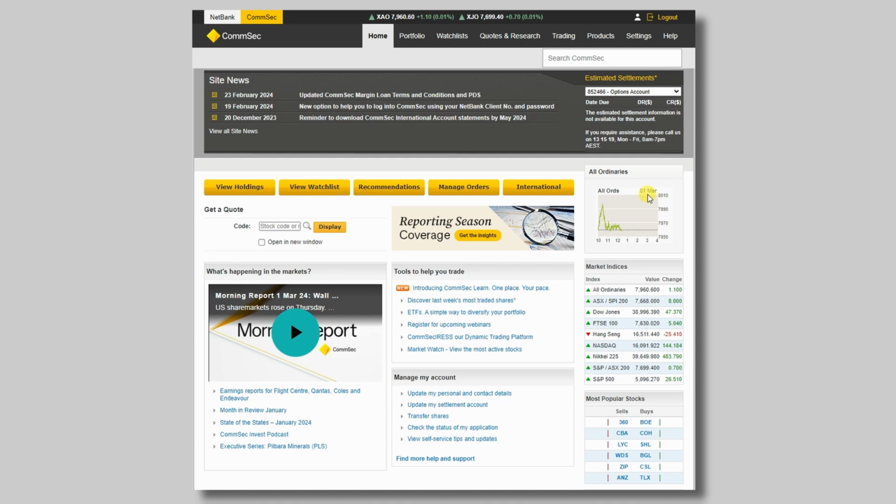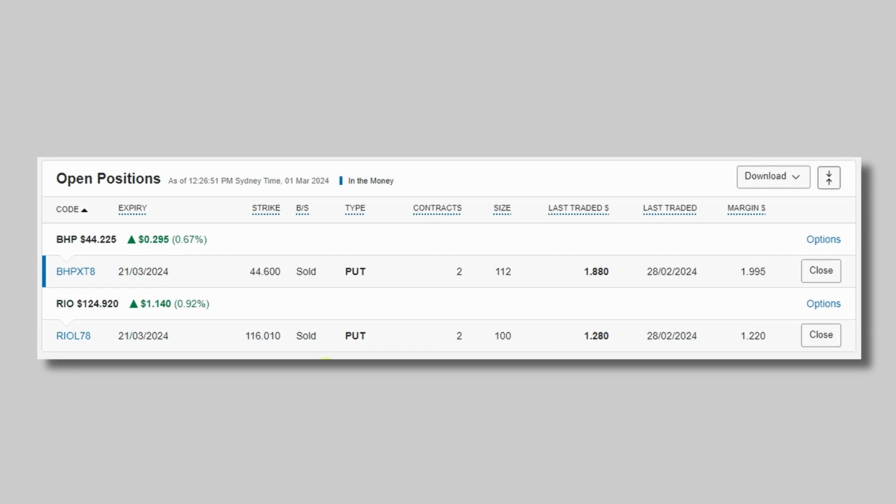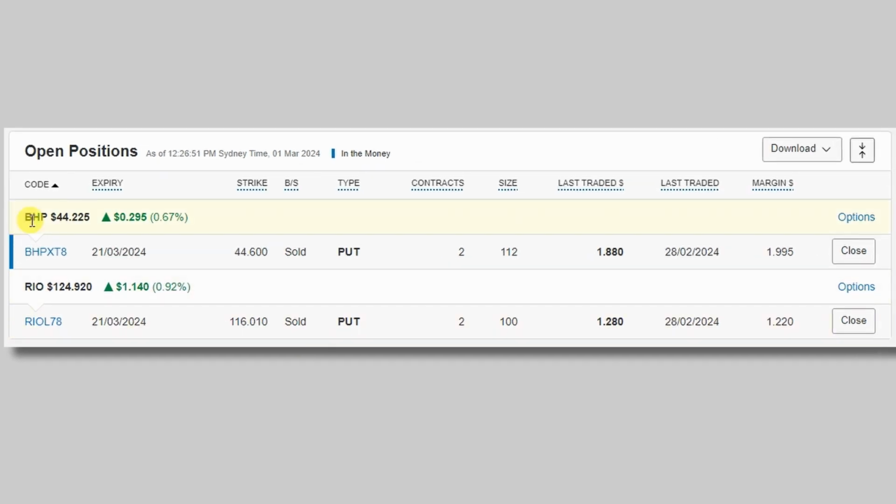So today's Friday the 1st of March, and I've just logged into my ComSec account. First thing I'm going to do is just check my options positions. Go to portfolio, down to my options trading account. Now, I only have two open positions here. The ones I sold, the put options, 2 contracts on BHP and 2 contracts on Rio.